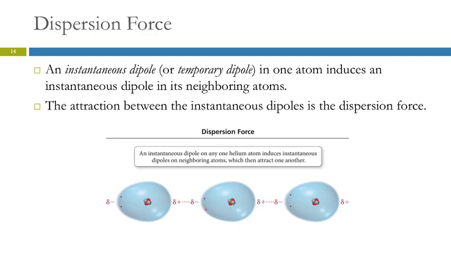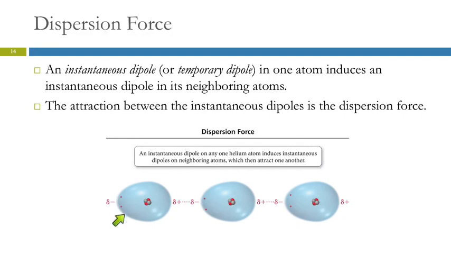Yes? So they're not just doing it on their own, it's because they're attracted to another atom? They're doing it on their own, and they're not doing it on their own. Okay, so one of them will just randomly get lopsided. The electrons will happen to be on one side. That induces a dipole in the neighboring molecule. It is a bit like a domino effect.